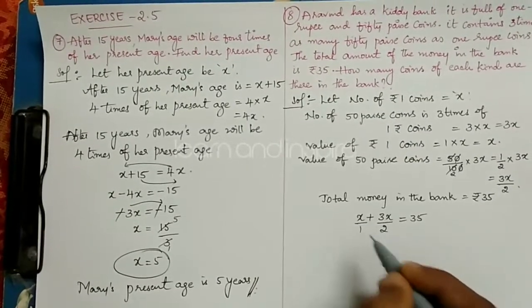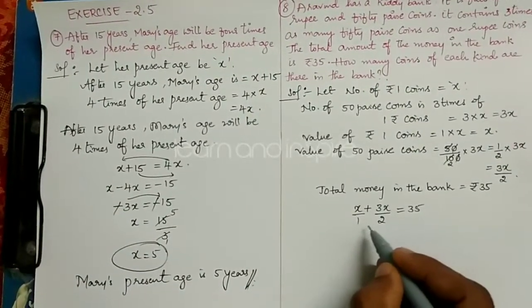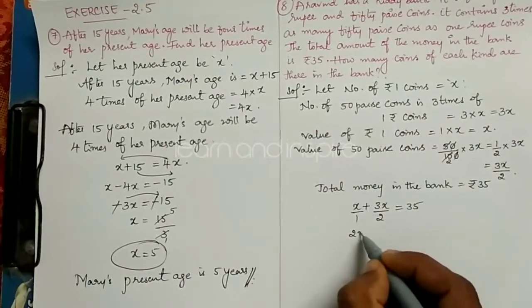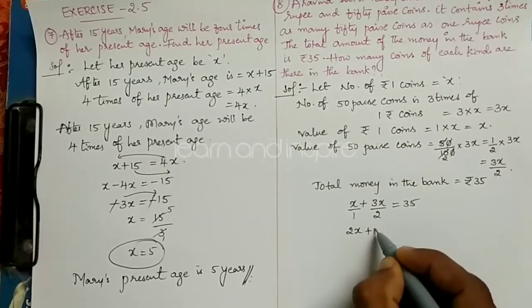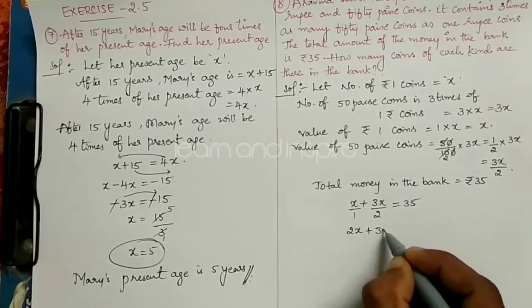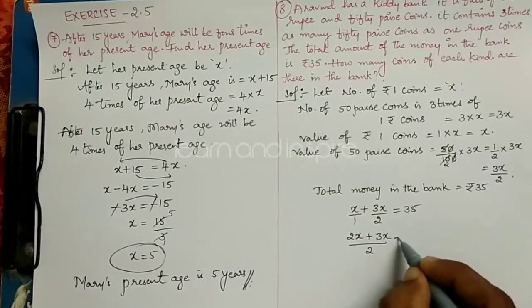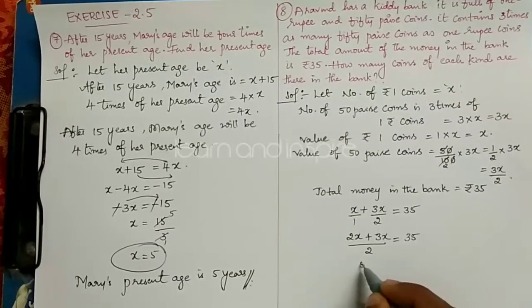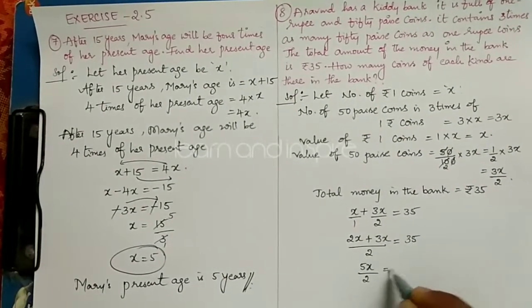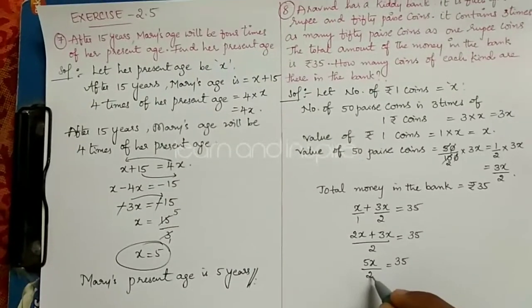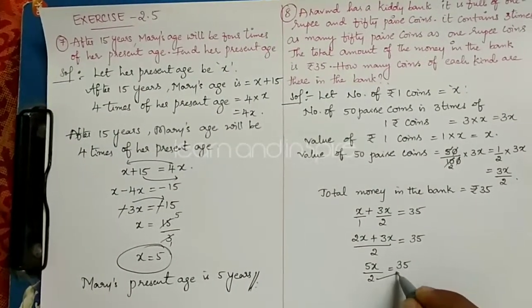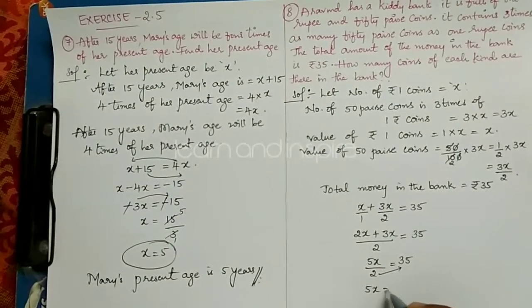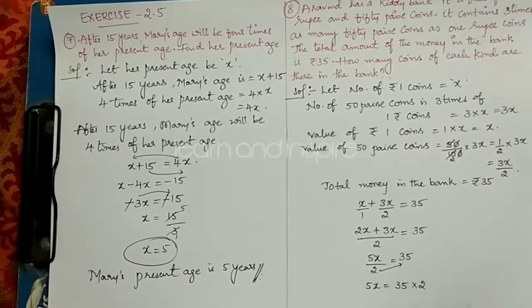So this x can be written as x by 1. So here what is the LCM? The LCM is 2, so we can cross multiply this. 2 into x is 2x plus 1 into 3x is 3x, divided by LCM 2, equals 35. By adding 2x plus 3x we get 5x by 2 equals 35. So 2 is in division. If I transpose this division to the RHS, it becomes a multiplication. That implies 5x equals 35 into 2.